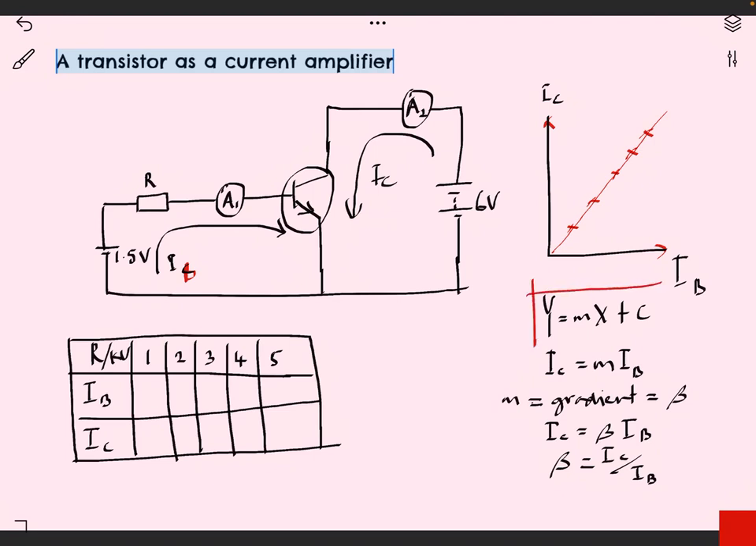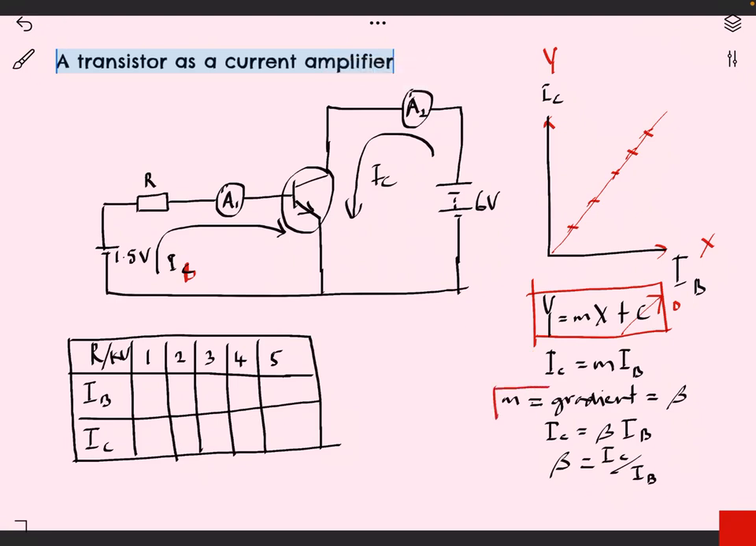So now let us compare with the linear equation here. IC is Y and IB is X. So that's why we have IC as Y and X as IB over here. And you can see that the line starts from zero, starts from the origin, so there is no C. There's no more C over there. So that's why we have IC equals M IB. And what is M?